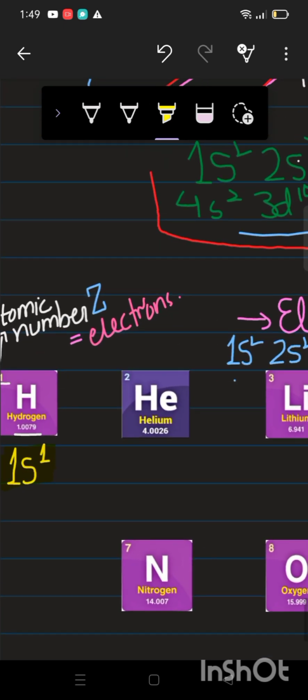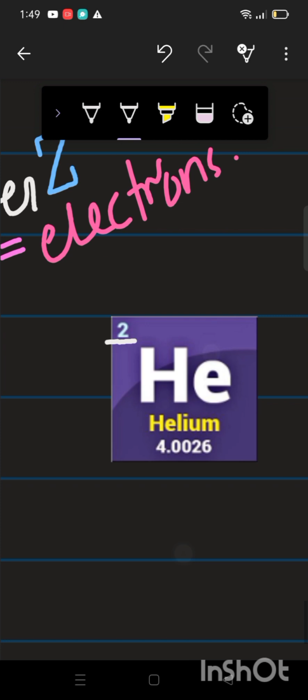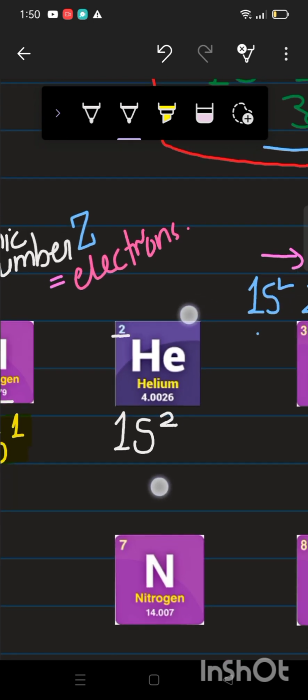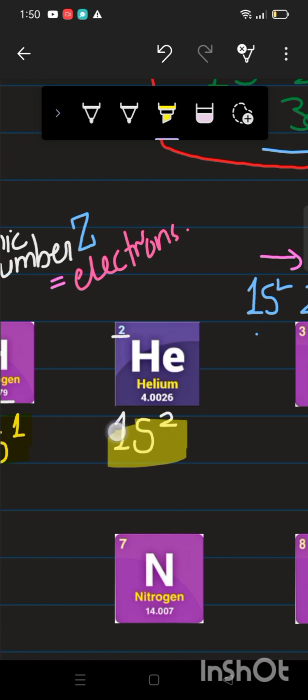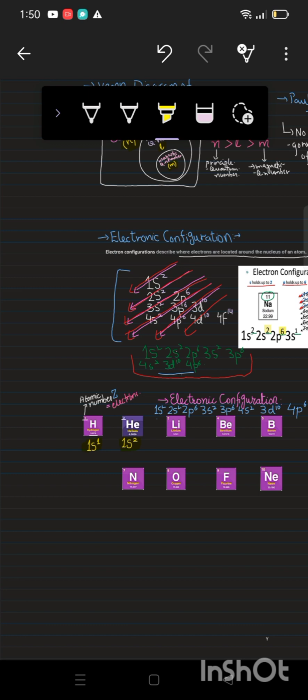Now we are going towards helium, and we know that helium has 2 electrons, right? So we know that initially we need to fill 1s2, and s holds 2 electrons and helium has 2 electrons, so of course here it will hold 2 electrons. So the electronic configuration of hydrogen is 1s1, and helium's electronic configuration is 1s2.